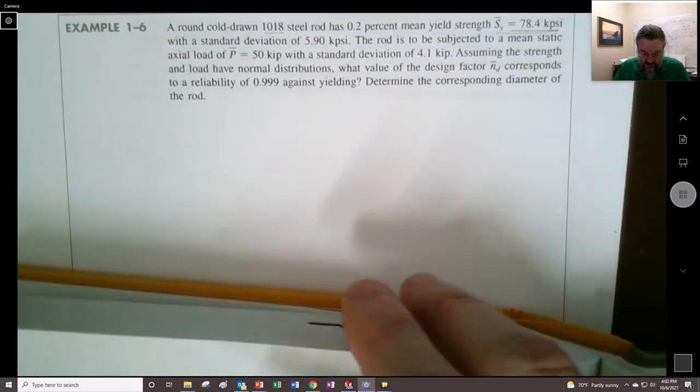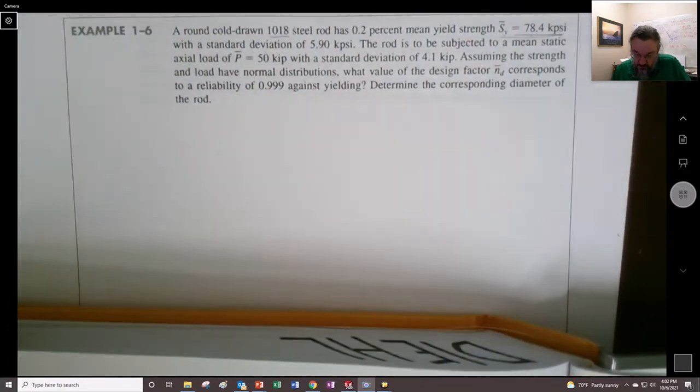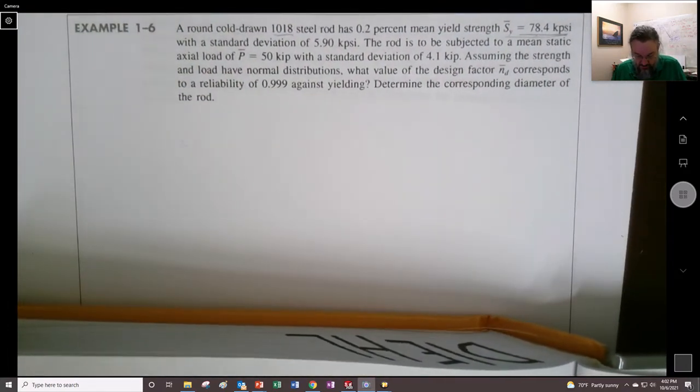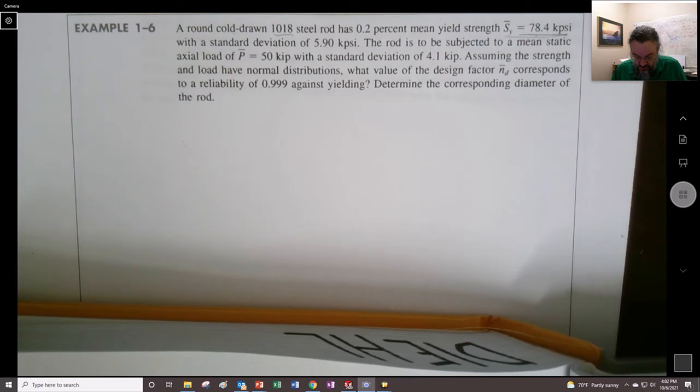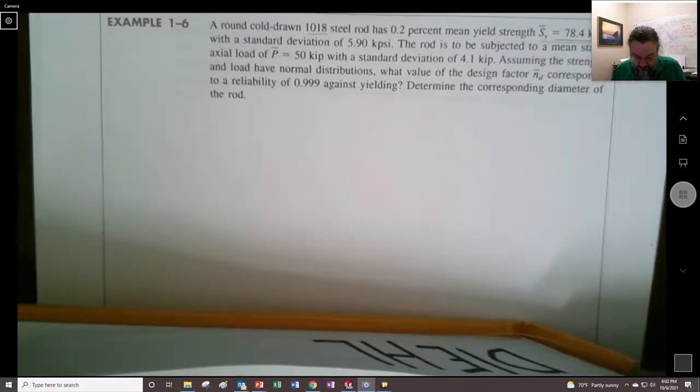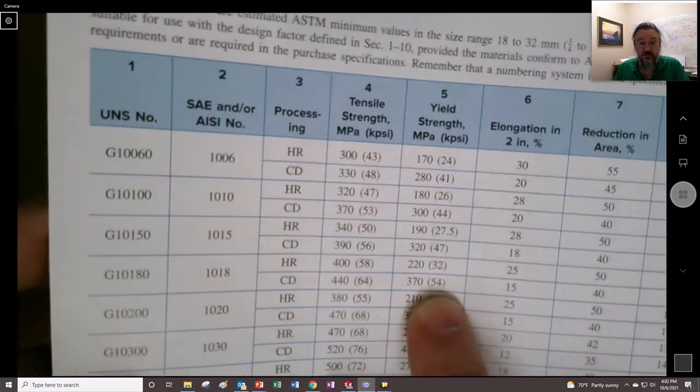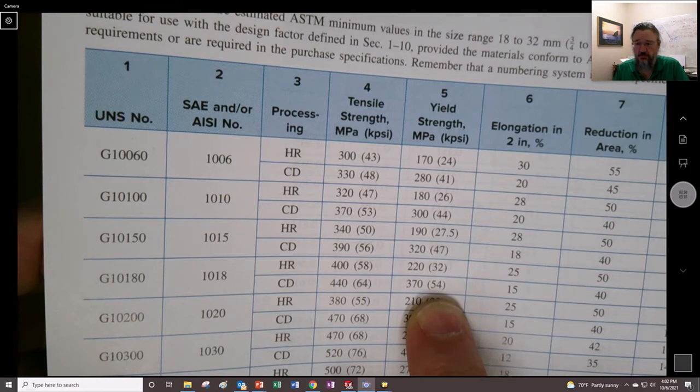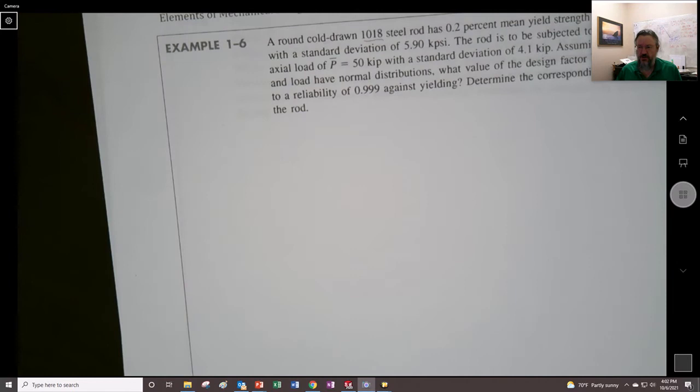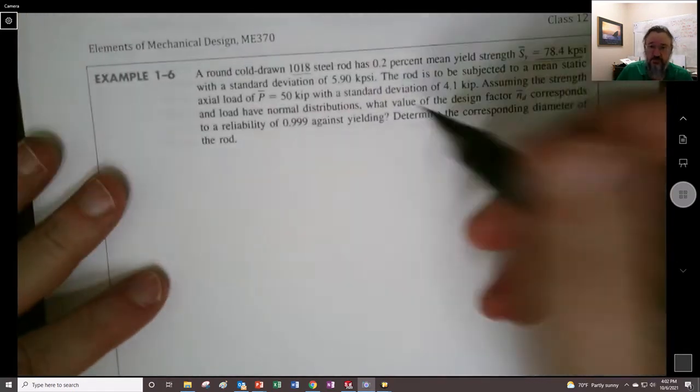That's 1018 cold drawn, and they're saying it's 78. Why'd they do that to us? I don't know. 1018 cold drawn. Well, not even close. That's weird. This says it's 54. Why would they do that? Oh, Joe Shigley, why'd you let me down, Joe? Okay, anyway, let's just use these values.